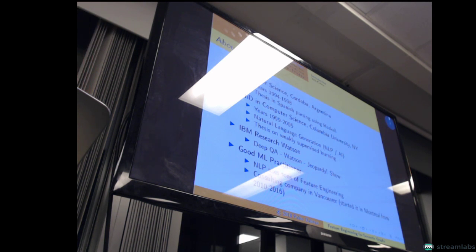So I have an undergrad from Cordoba in Argentina a long time ago, and also a long time ago I did a PhD in Columbia, the one in the US, in New York. And afterwards, I went to IBM Research, and I worked on the Jeopardy team to build the Watson system. And there I was actually working on the machine learning and the feature engineering part. And that's where I got interested in the topic. And in general, I'm not a research scientist on machine learning particularly.